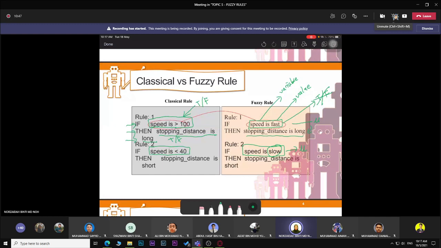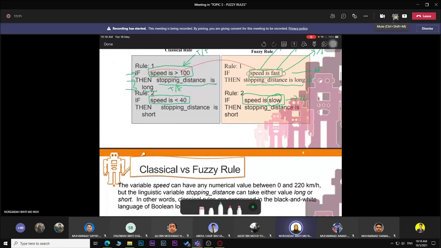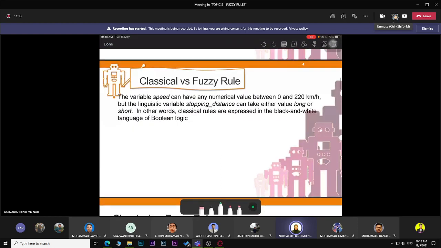Okay, so the major difference between classical and fuzzy rules is that in a classical rule, you usually assign a Boolean value, either true or false, while in a fuzzy rule, we always assign a degree of membership, which is between 0 and 1, to the rule. Okay? Clear? Yes.